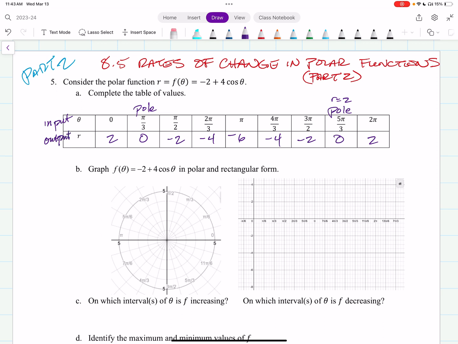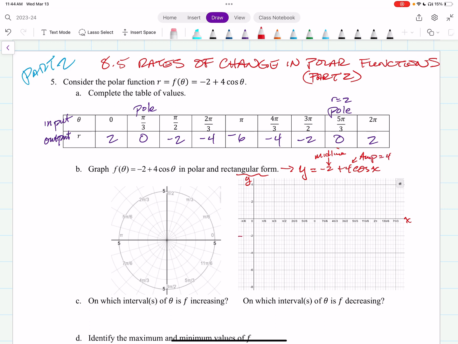Let's go ahead and graph this function in rectangular form and polar form. Rectangular form is y equals -2 plus 4 cosine of x. Notice that we have x and y axes up here, so let's graph that right now. We have a midline, which is your k value, and 4 represents your amplitude above and below the midline.